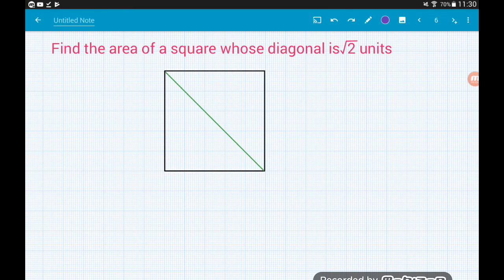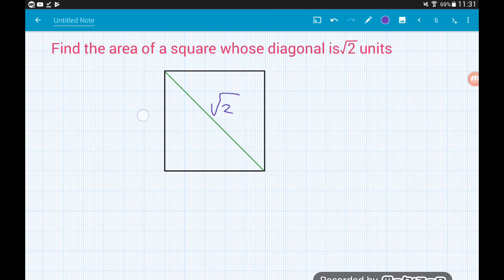Here we want to find the area of a square whose diagonal is root 2 units long. So on my diagram here, my green line is my diagonal, so we know that that's root 2 units long. Now then, what makes a square a square? Well, every angle is a right angle, but more importantly for us here, every side is the same length. So that means when we cut a square in half by its diagonal, then either underneath or above the diagonal, we are left with an isosceles triangle.